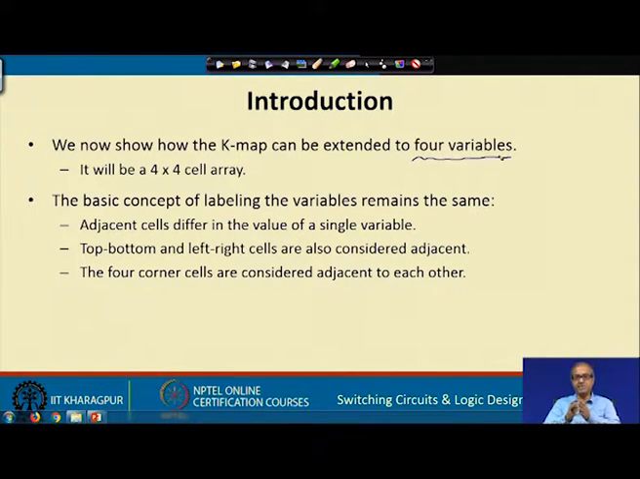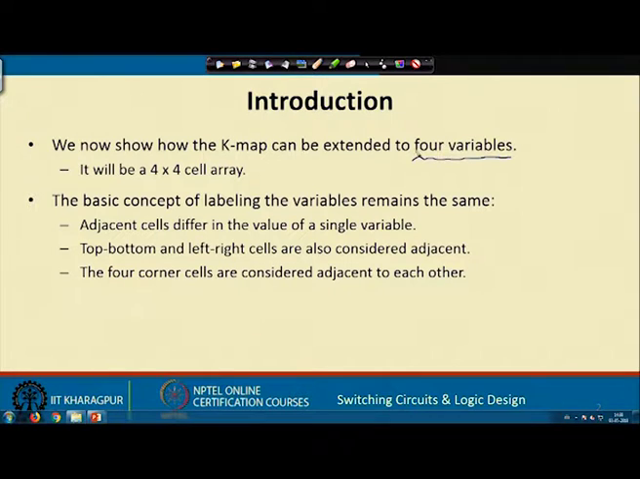Now, recall we mentioned that it is not so easy to extend the Karnaugh map concept to a larger number of variables. Of course, in books you will see that the authors have said that you can do it up to 6, but up to 4 is easy, 5 becomes difficult, 6 becomes quite difficult, beyond 6 is impossible. So, whatever examples I show here will be only up to 4.